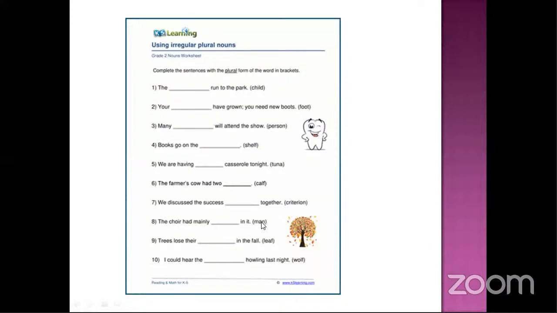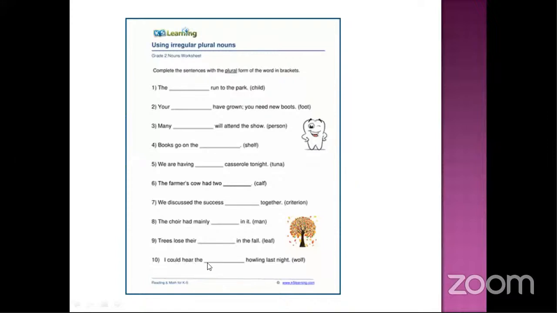Number 8. The cow had mainly blank in it. The noun is man. So the plural is men. Trees lose their blank in the fall. That means the noun is leaf. So the plural is leaves.